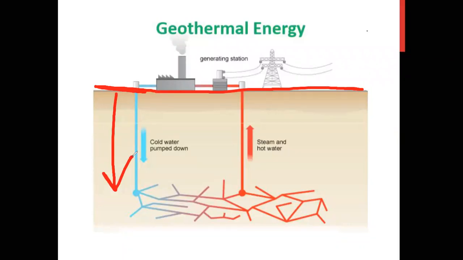So we want to use that heat energy. How can we use that heat energy? This is known as geothermal energy. So we make two pipes. We make big holes, probably 100 kilometers, 50 kilometers. So this is a very costly project and has not been implemented in Bangladesh.